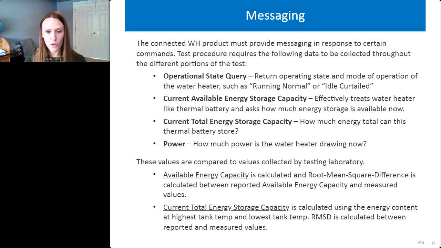The current total energy storage capacity is that sort of full battery value, how much energy can be stored in the water heater total. And then power, how much power is the water heater using at the moment.